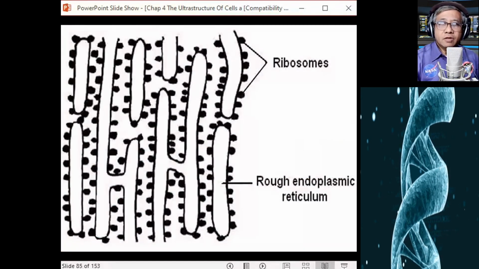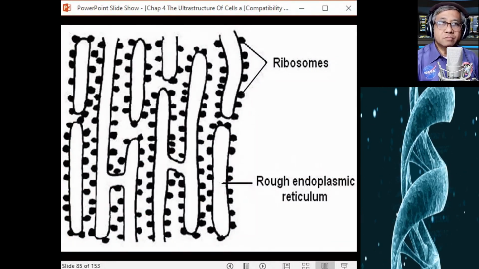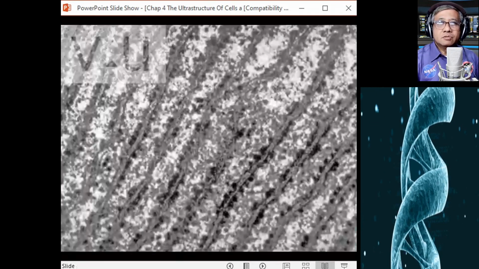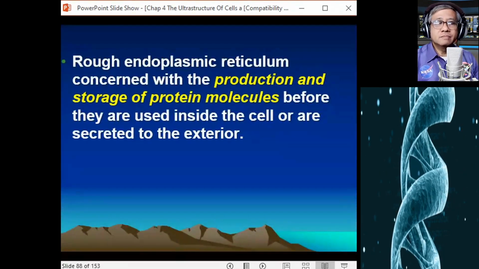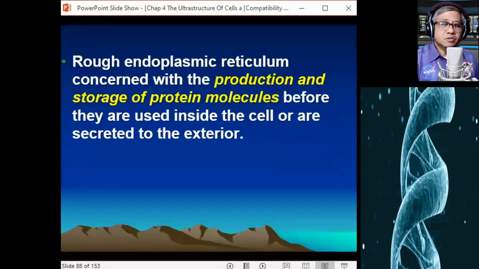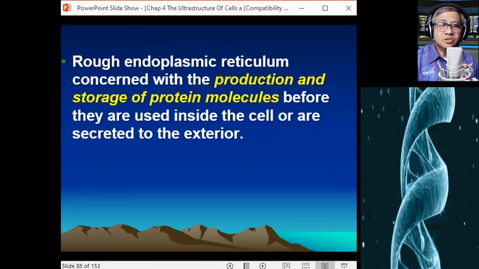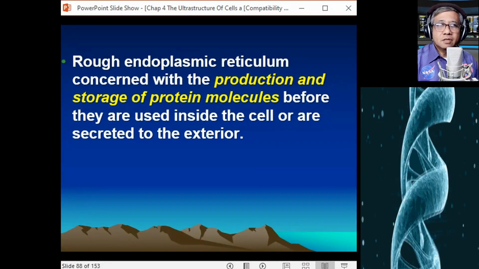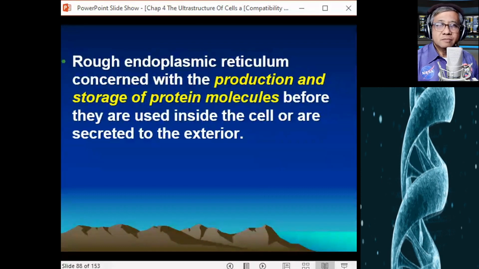Okay, so this is the rough ER, or rough endoplasmic reticulum, with ribosomes attached to its membrane. Specific functions of the rough ER: since there are ribosomes attached to its membrane, the rough endoplasmic reticulum is concerned with the production and storage of proteins, before they are used inside the cell or are secreted to the exterior.